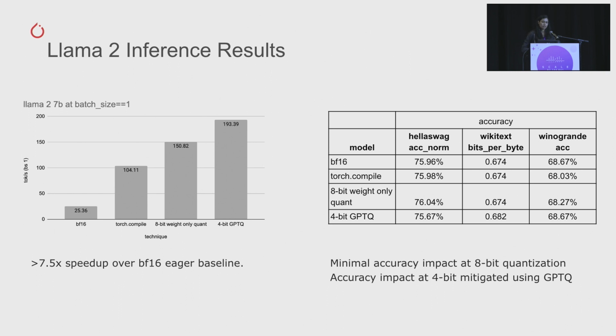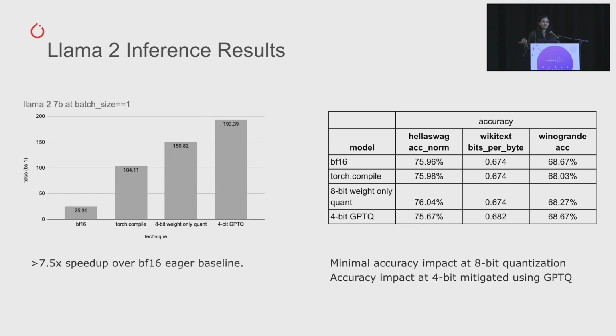I'll now talk about some results on the Llama 2 model. The main techniques we applied on the Llama 2 7B model were torch compile, int8 weight-only quantization, and 4-bit GPTQ. By applying these techniques, we saw over 7.5x speedup over the FP16 eager baseline.